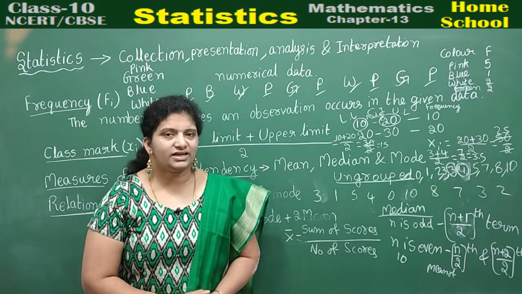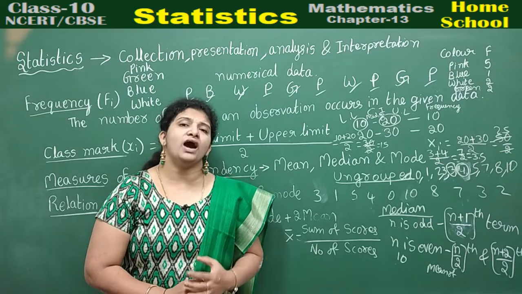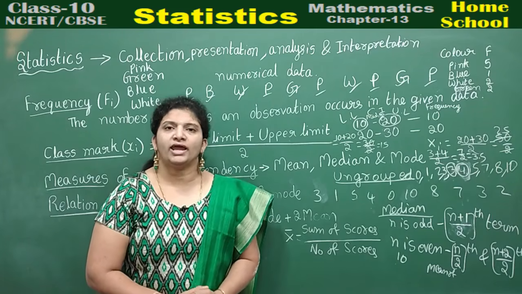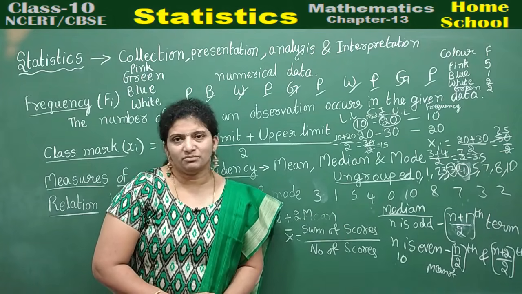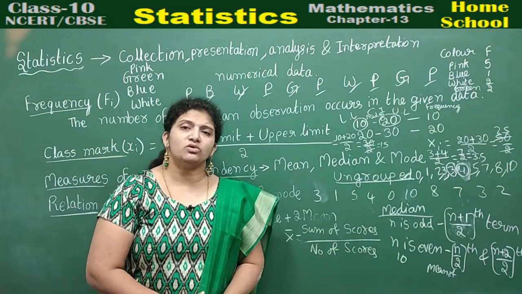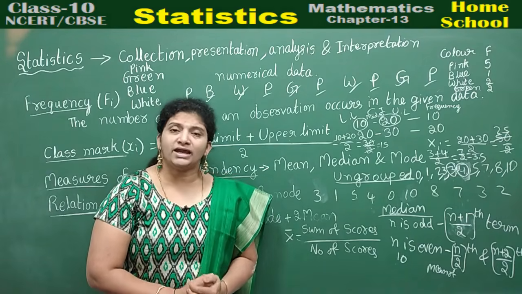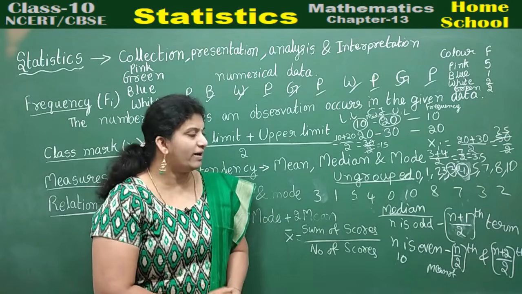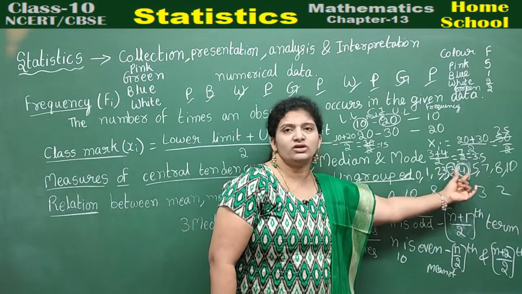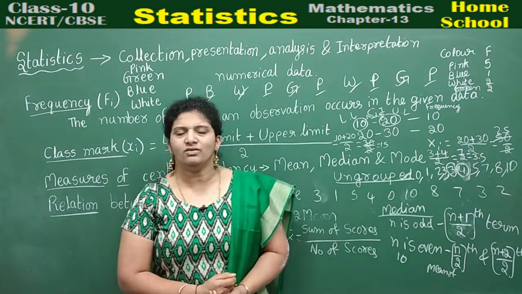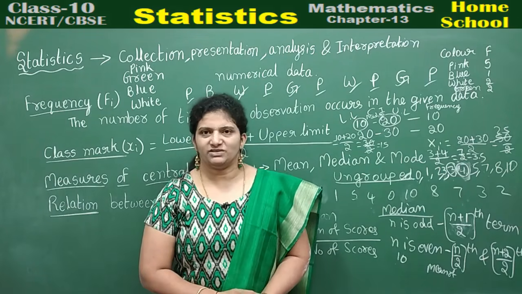Median: arrange the data in order, and the middlemost score is called the median. Suppose n is odd, what value is the median? The (n plus 1) by 2th term is the median. Suppose your number of scores is even. First, you need to take the average of the n by 2th term and the (n by 2 plus 1)th term. Take the two middle numbers, sum them, divide by 2, that is the median value. And coming to mode, mode is the most repeated number in the given observations.